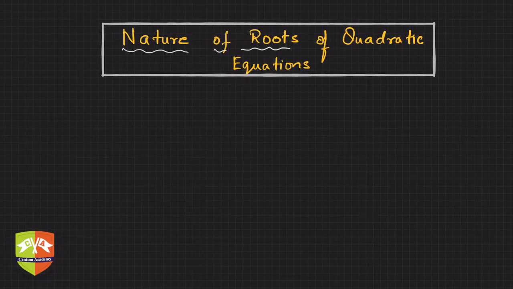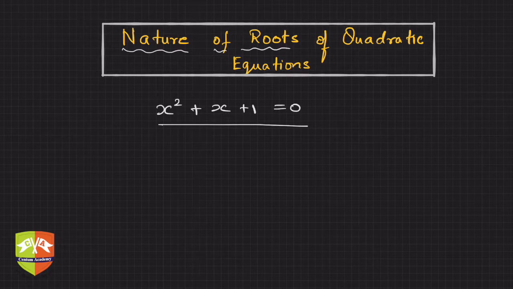Before we get into that, let us take an example and understand one thing. Let me give you an equation. Let us say we have an equation x square plus x plus 1 equals 0. This is a quadratic equation. By our definition, what are the values of a, b and c here? So a is clearly 1, b is also 1 and c is also 1.